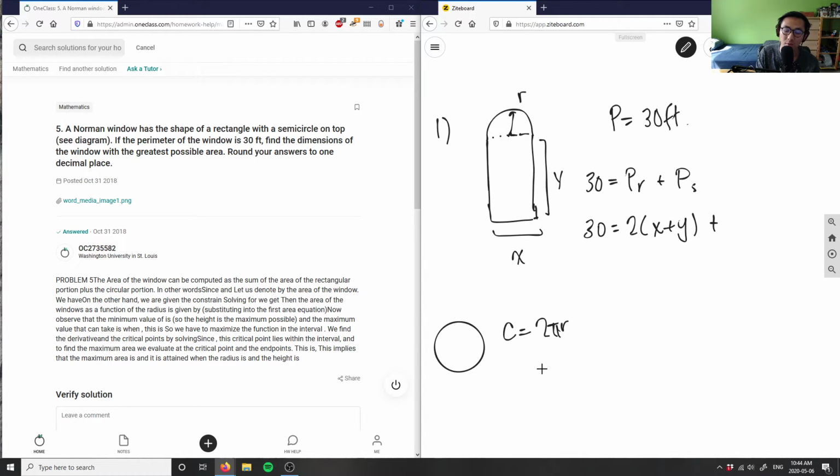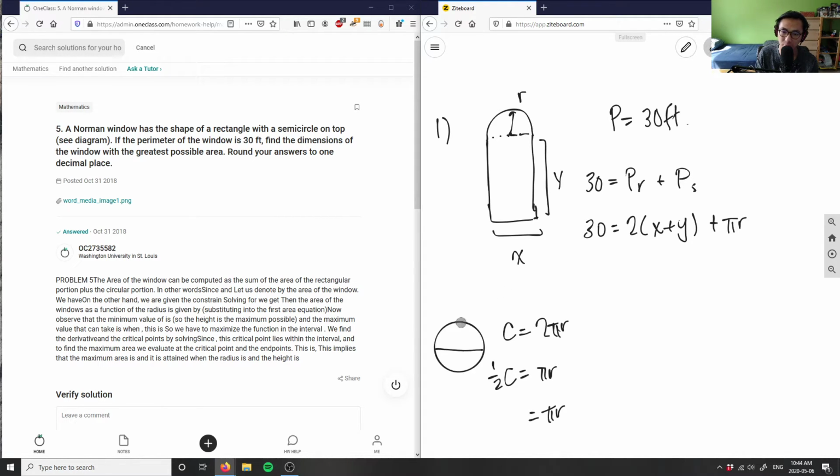So 2 pi r equals circumference. Well, if I have a semicircle, if I split this in half, what is my circumference then? So obviously my circumference is halved, right? So which equals simply just pi r. Which means therefore my semicircle here equals simply just pi r. So you can say here this equals pi times r.